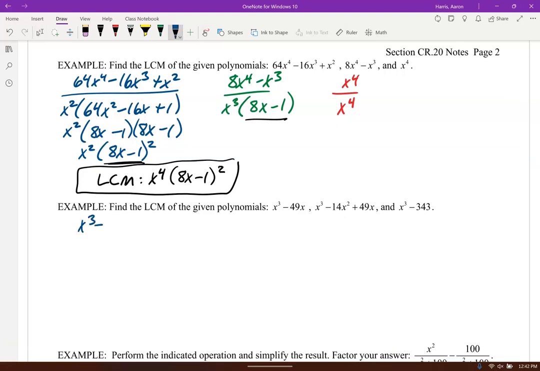Similarly for this one, take an x squared out. I'm sorry, take an x out. I have x squared minus 49. That's difference of squares.